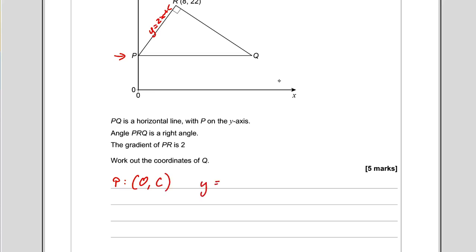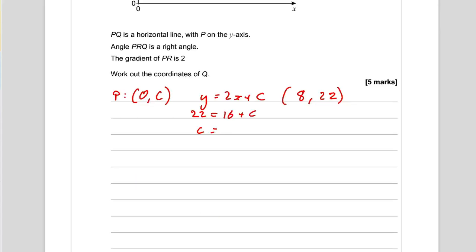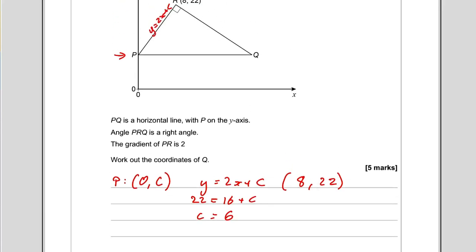So we've got the line y is equal to 2x plus c, and we've got the coordinate (8, 22). So 22 is equal to 16 plus c. If I minus 16 from both sides, c is equal to 6. Okay, so that means the point P is at (0, 6). And our Q coordinate must be something, 6. I'm going to call it a for now.